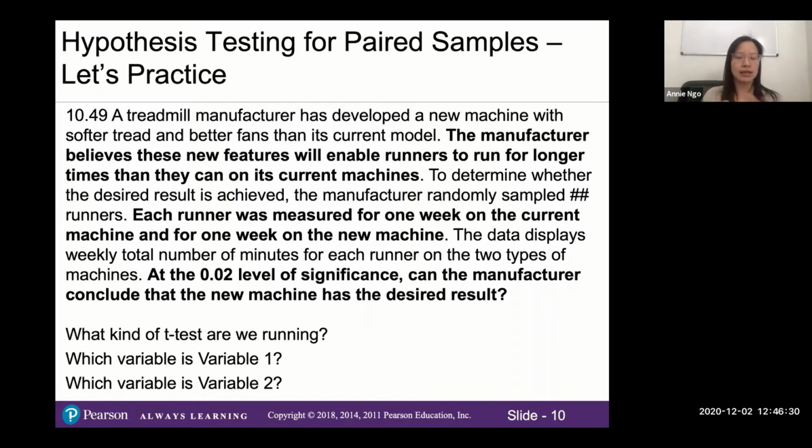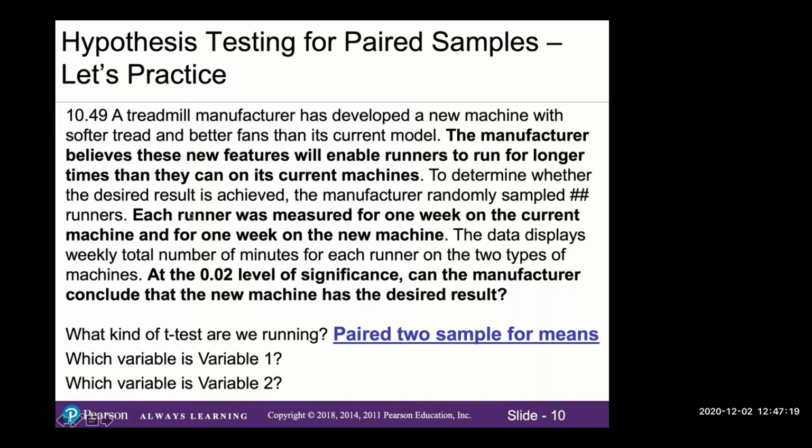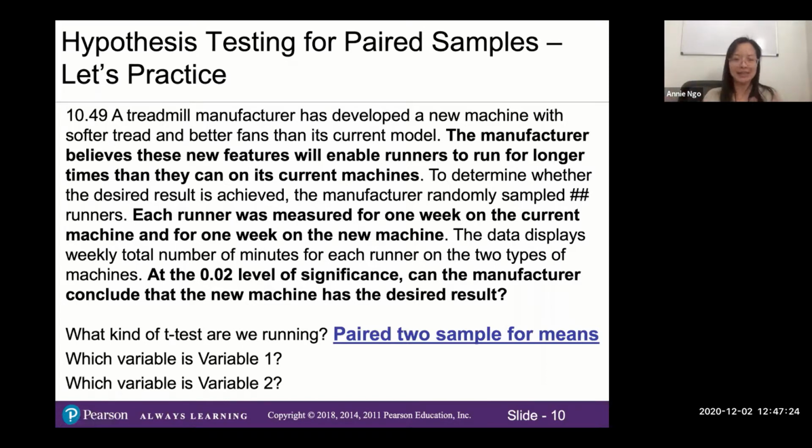So in this scenario, what kind of t-test are we running? Independent or paired? We're doing two independent groups or the same group twice. This is a paired two sample for means. And the reason we know is because it says right here, each runner. So imagine I've got all of you as my runners, right? We measured you for 1 week on the current machine and 1 week on the new machine. That means it's the same group of runners twice.